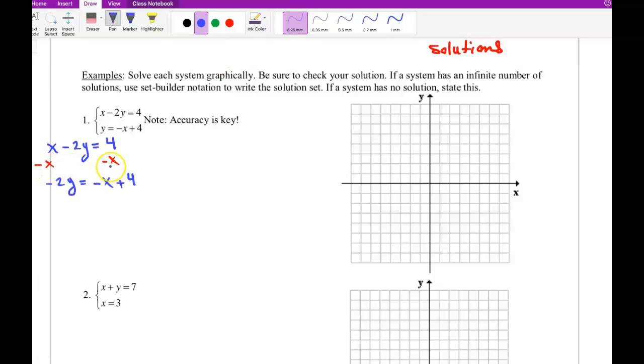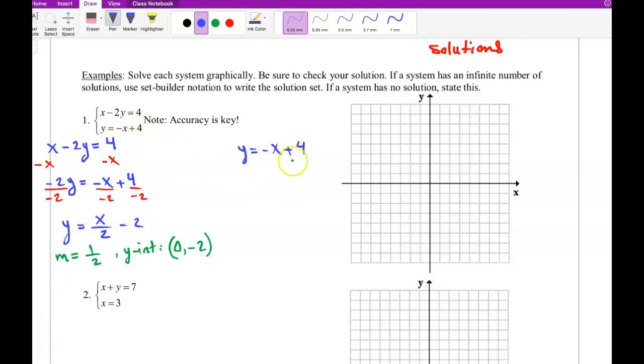So subtract x from both sides. We have negative 2y equal to negative x plus 4. And after that, divide all of these by negative 2. So after we divided by negative 2, we got this one. Based on this, this is y equal to mx plus b. And the coefficient of x is 1 over 2. That is our slope. And the y-intercept is (0, negative 2).